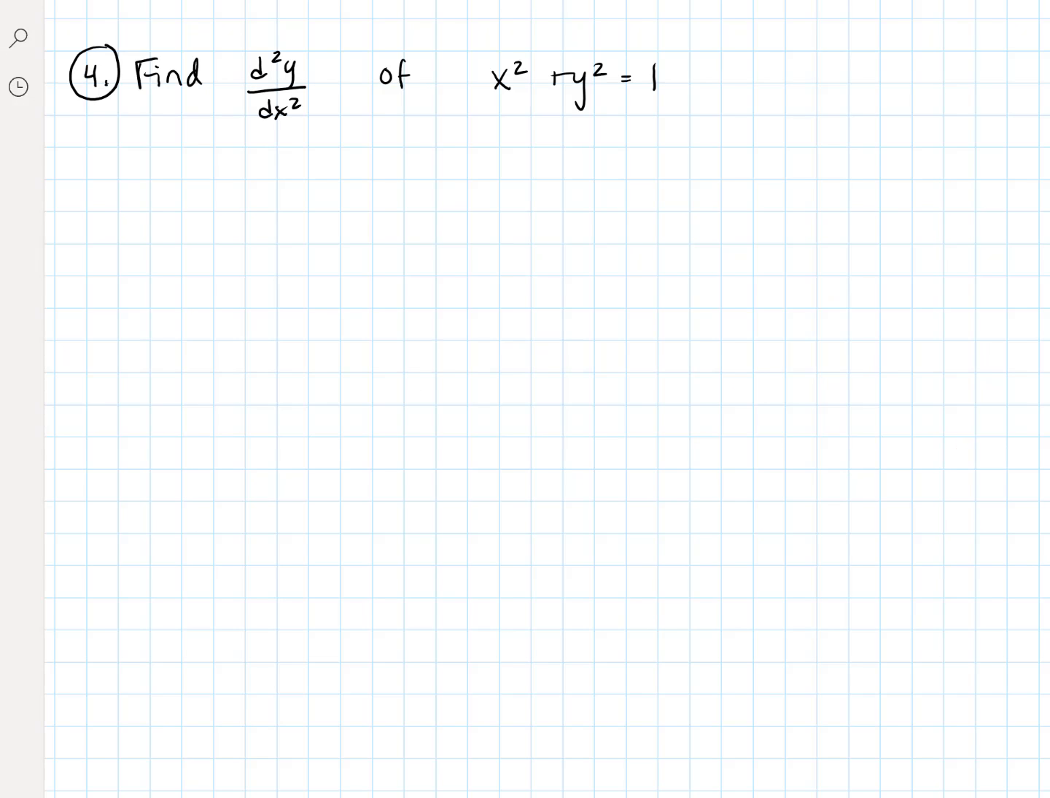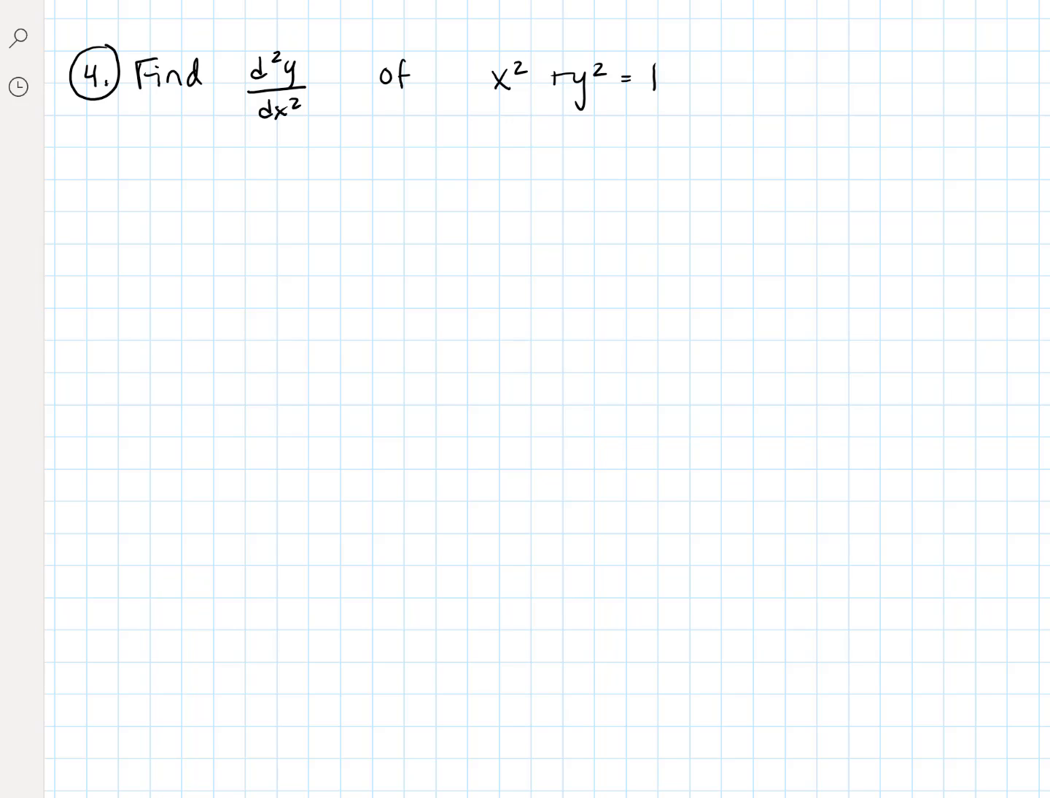Okay, to wrap up this video, I want to do one last example where we actually look at a second derivative. So we've talked about finding the derivative dy/dx, but how do I take a second derivative? Well, I take a second derivative by taking the derivative of the first derivative. So taking repeated derivatives to get higher order derivatives.